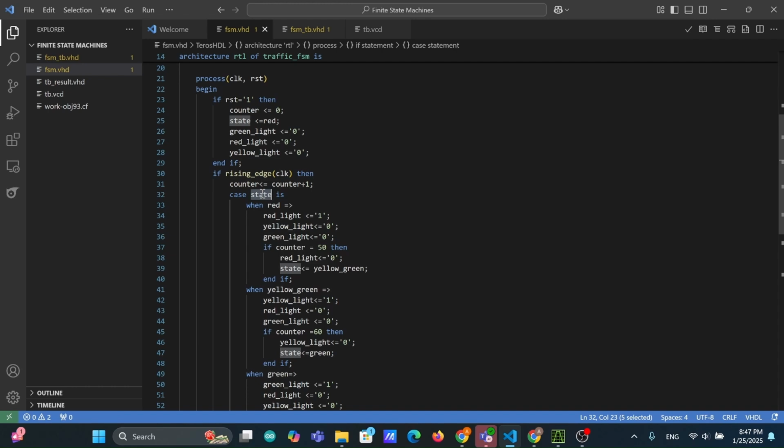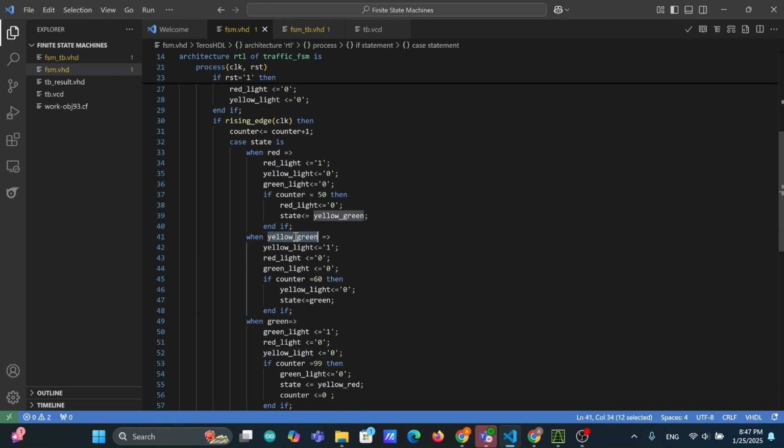So when the state is at the red state, the red light should be turned on, and the yellow and green light should be off. If the counter has reached 50, as we've seen from the finite state machine diagram in the slide, then we should set the red light to 0. And when it's equal to 50, that's when the transition happens from the red state to the yellow to green state. Let's look at the second state.